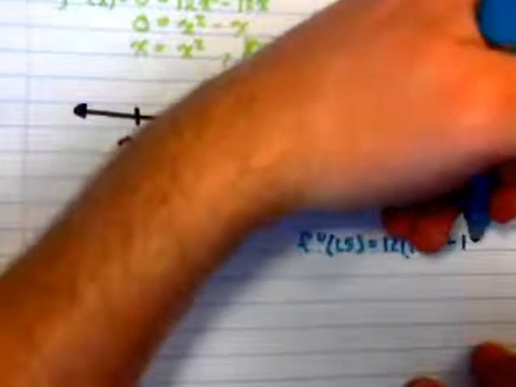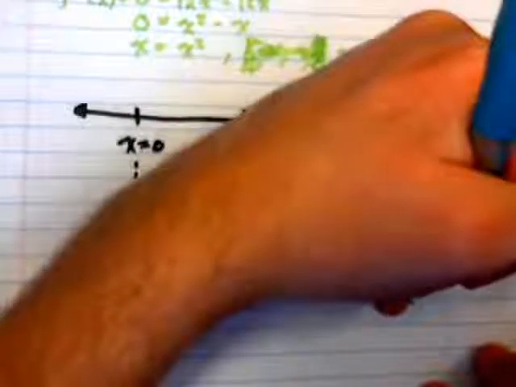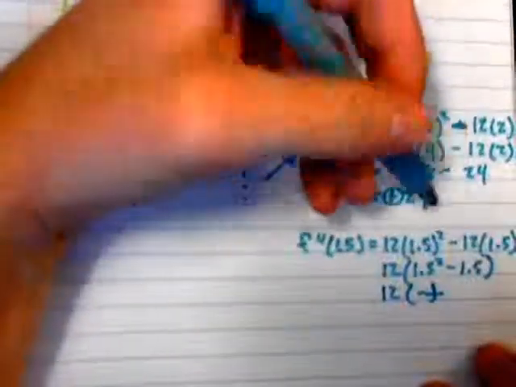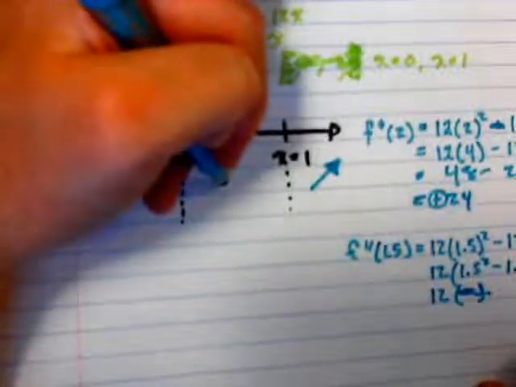So let's do f double prime of 1.5, which is equal to 12 times 1.5 squared minus 12 times 1.5. Take the 12 out: 12 times 1.5 squared minus 1.5. I don't actually know what that is, but I know 1.5 squared is going to be bigger than 1.5, so that's 12 times some negative number. So I know that in here it's going to be negative. This is a negative value, and this is a positive value.